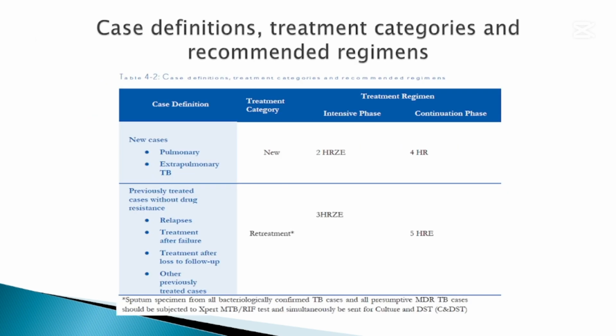So the treatment regimens we give are according to the case definition of the patient. If this is a newly diagnosed patient, either pulmonary or extrapulmonary, we treat with the new treatment regimen, which consists of 2 months of HRZE followed by 4 months of HR. In patients who have been treated in the past, we go for the retreatment regimen. It consists of 3 months of HRZE followed by 5 months of HRE. The previously treated categories are patients with relapses, treatment after failures, treatment after loss to follow-up, and other previously treated cases.